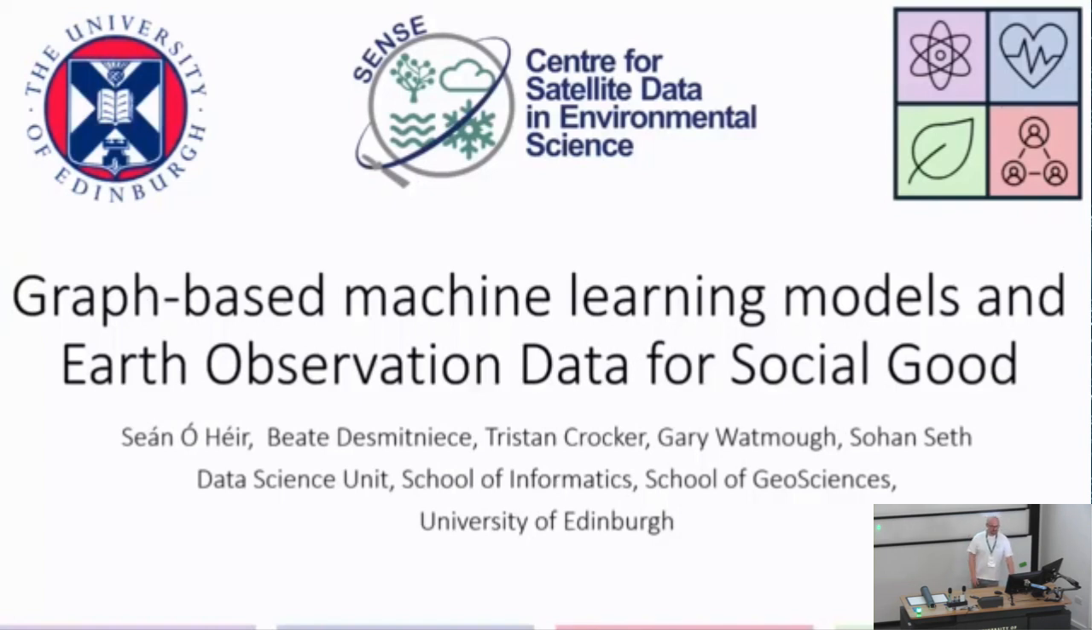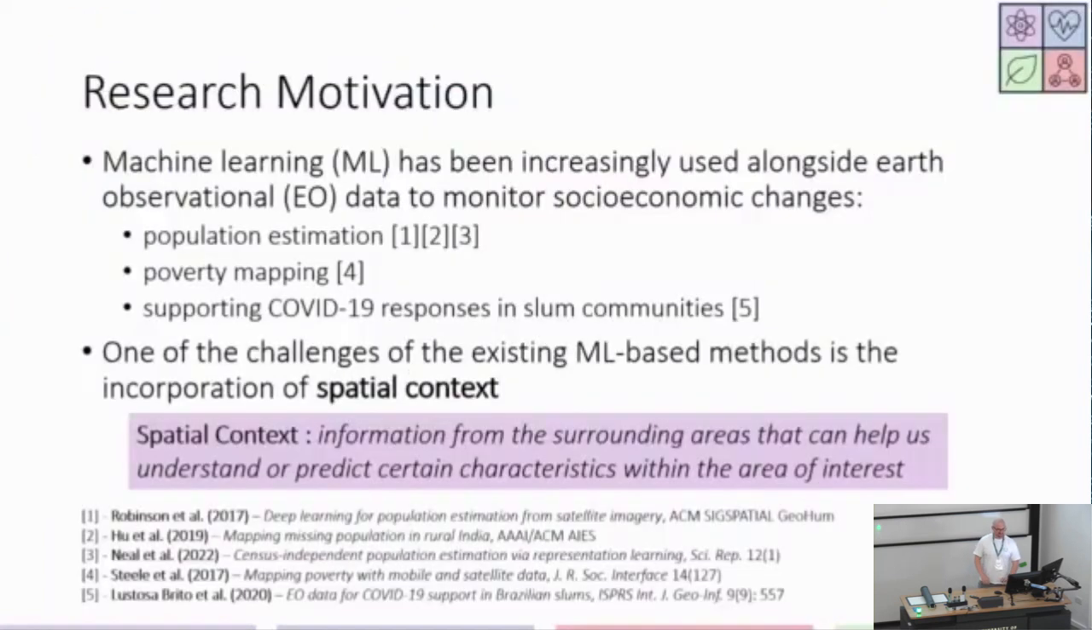Title of my talk, Graph-Based Machine Learning Models and Earth Observation Data for Social Good. So it's a bit of a broad name, but I'll explain it generally and then bring it back down. So machine learning has been increasingly used alongside EO data to monitor socioeconomic changes. Like, the big one is population estimation. We've seen poverty mapping, even things like supporting COVID-19 responses in some communities. The list goes on. I could probably fill a few slides with it.